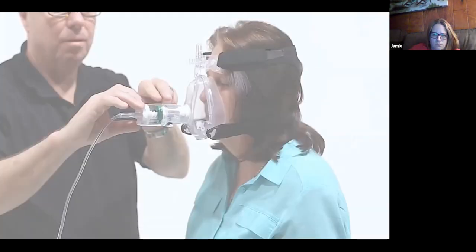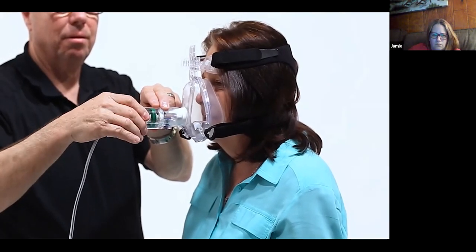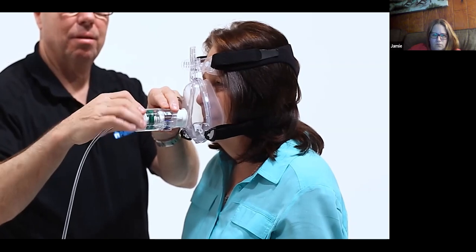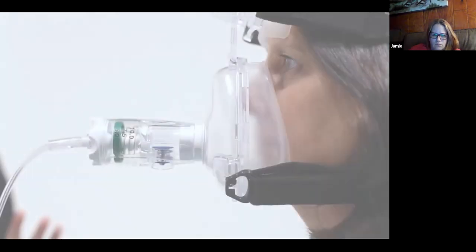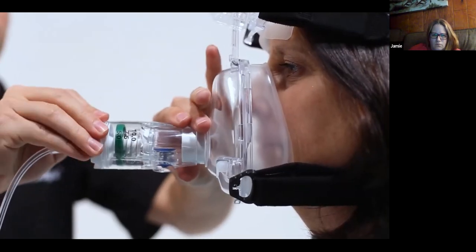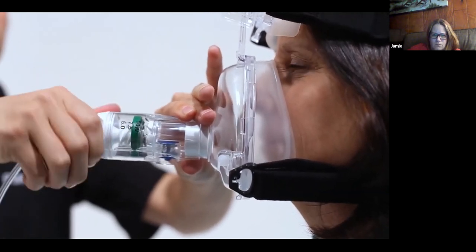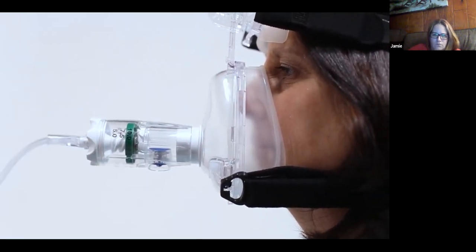Our GoPAP comes with 3 PEEP settings. This PEEP, as stated prior, is independent of the flow in the tank. 5, 7.5, and 10 centimeters of PEEP will run accurately with 10 liters per minute of flow.